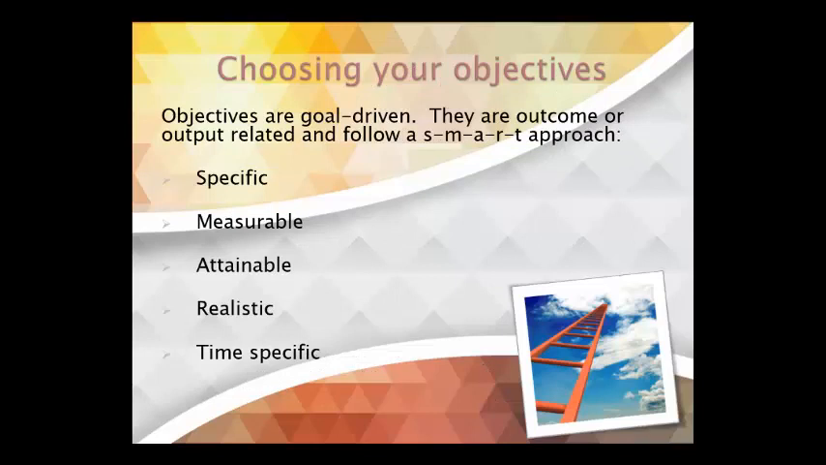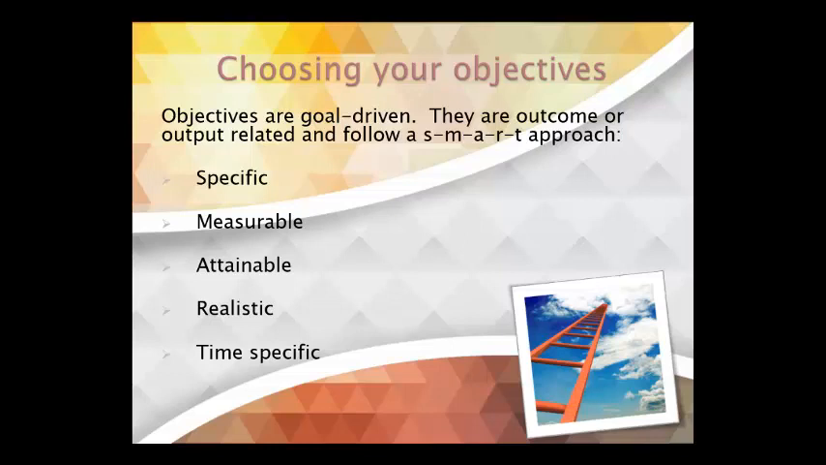Our next step after our goal is to choose our objectives. And there's an easy way to remember that, and it's to call them SMART objectives. They're specific, which means they detail exactly what will happen. They're measurable, which means objectives generally increase, decrease, or inform, and it's the progress that you can measure.